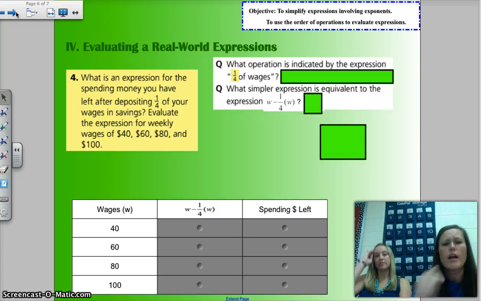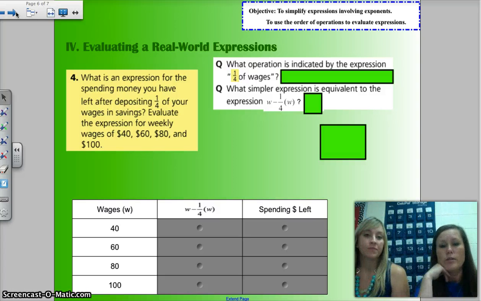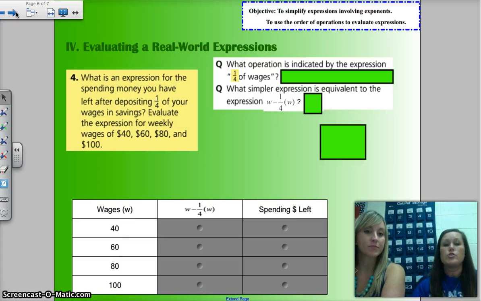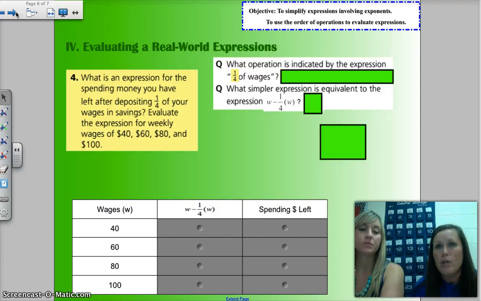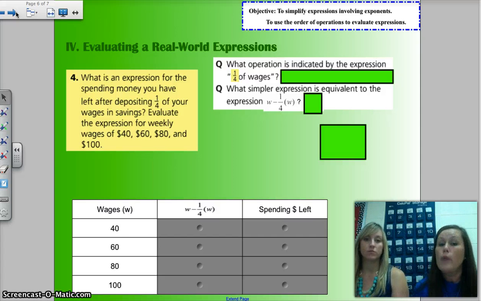All right. So now we're evaluating real world expressions. What's an expression for the spending money, like money you have in your pocket, you have left after depositing 1/4 of your wages in savings? Wages is money you earn. All right. And then it says evaluate the expression for weekly wages of 40, 60, 80, and 100. So guys, we don't worry about this part yet. We need to figure out an equation first, and then we'll plug in the 40, 60, 80, 100.